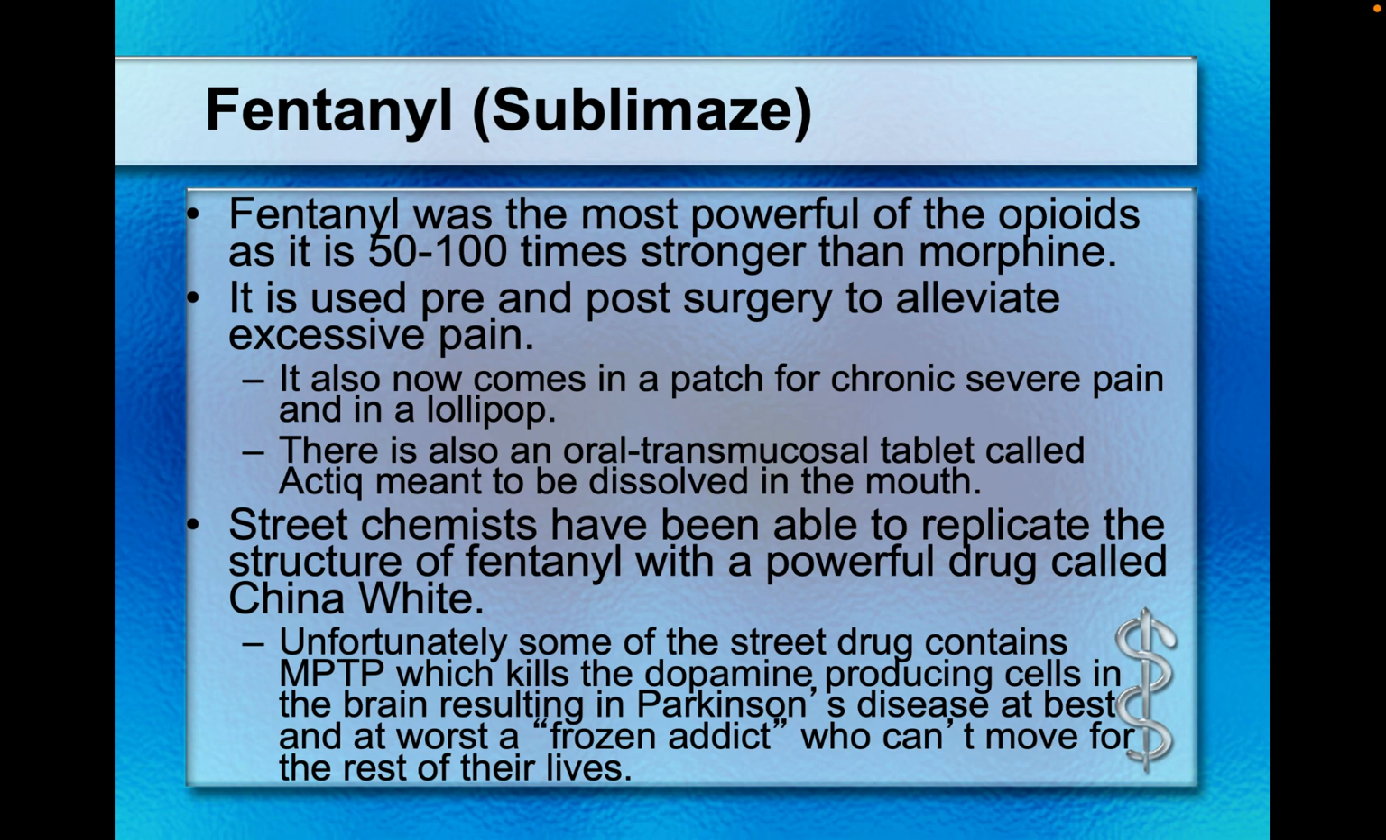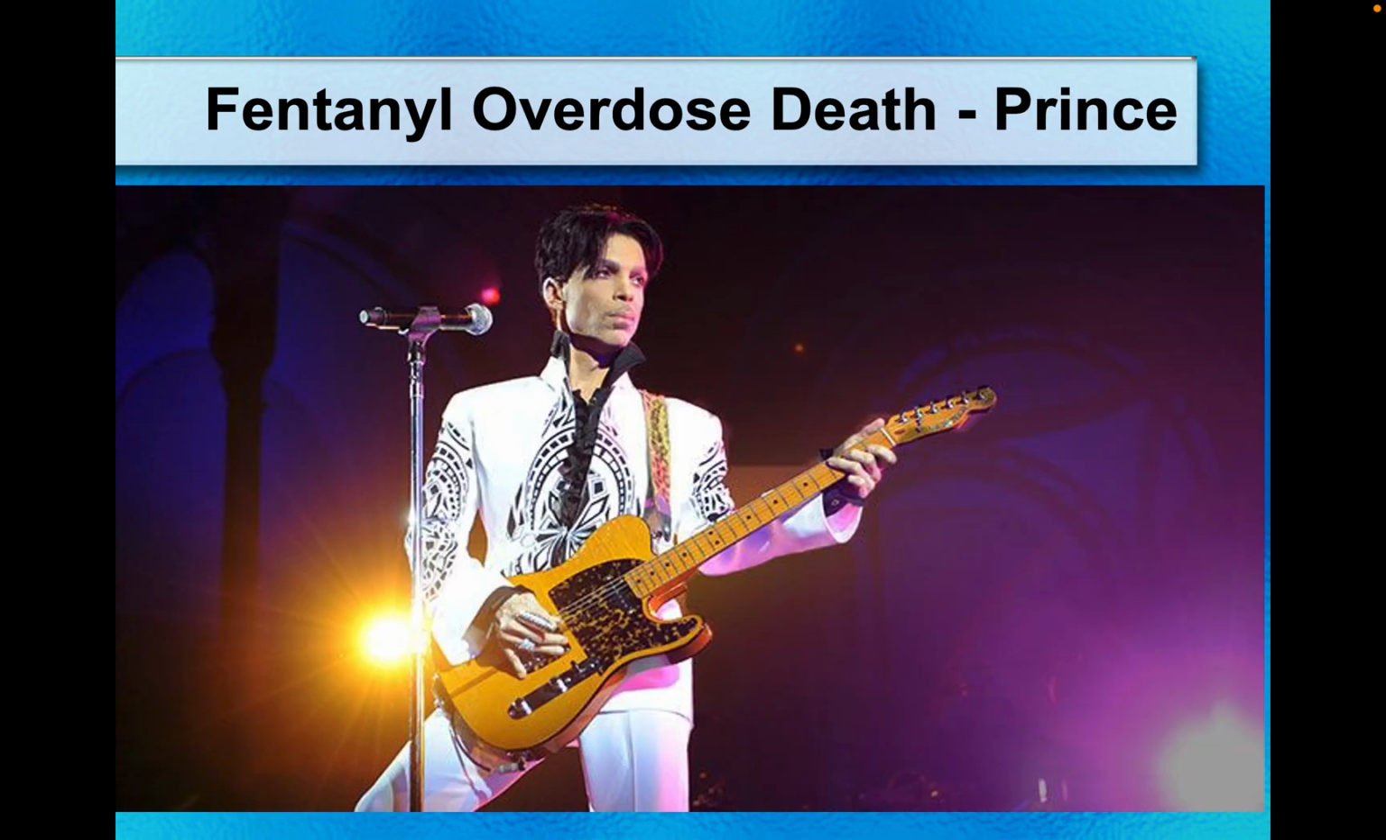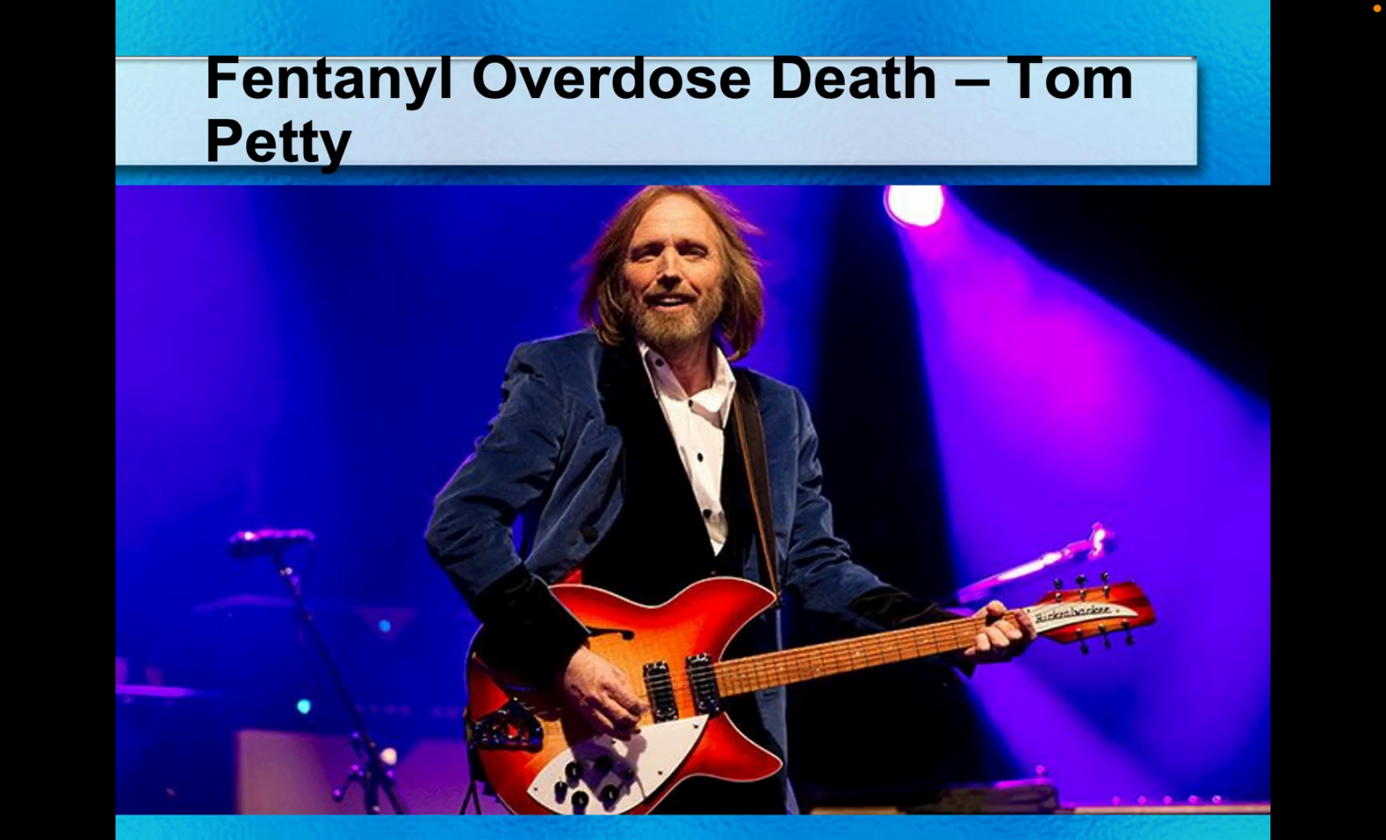Unfortunately, some of the street drug contains MPTP, which kills the dopamine producing cells in the brain, resulting in Parkinson's disease at best, and at worst, a frozen addict who can't move for the rest of their lives. And that's the MPTP, which kills the dopamine producing cells. Not a really good idea. This is the street drug, it kills people. Fentanyl overdose deaths: Prince died of a fentanyl overdose. Tom Petty had 3 different types of fentanyl in his system when he died.